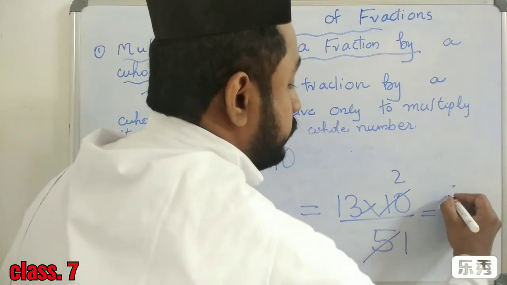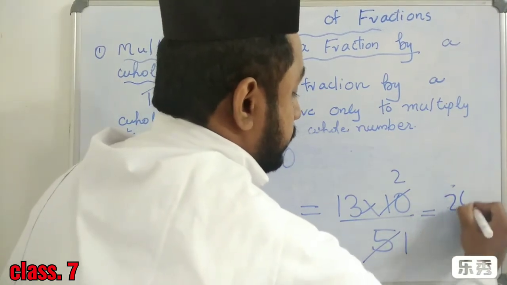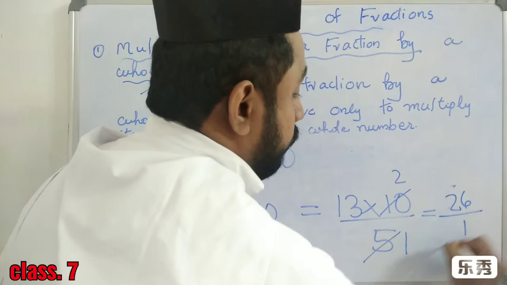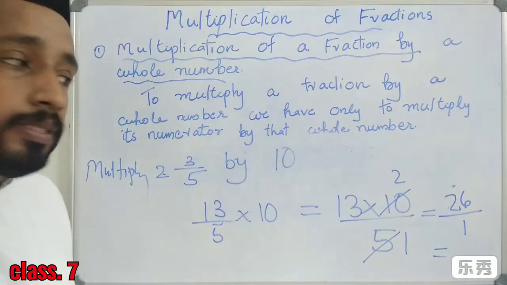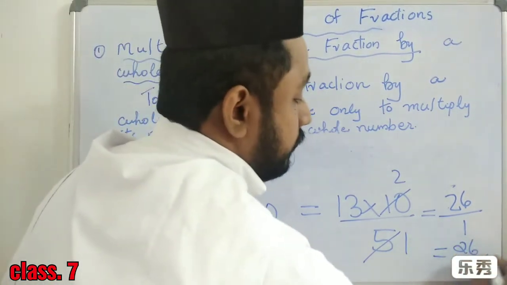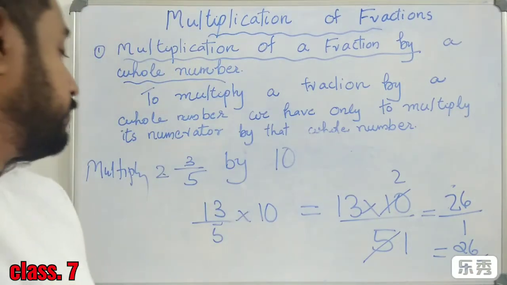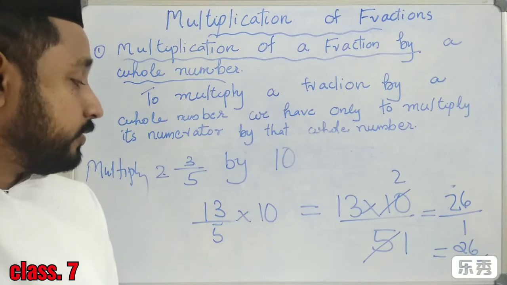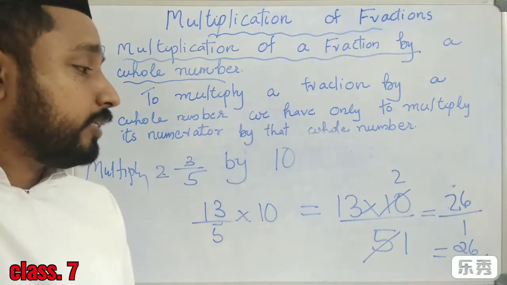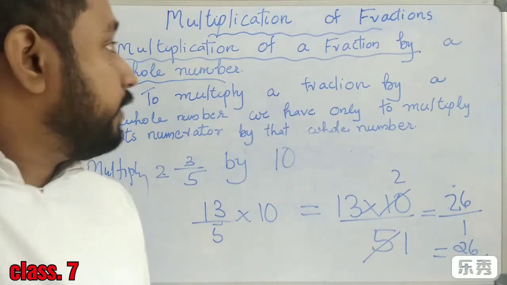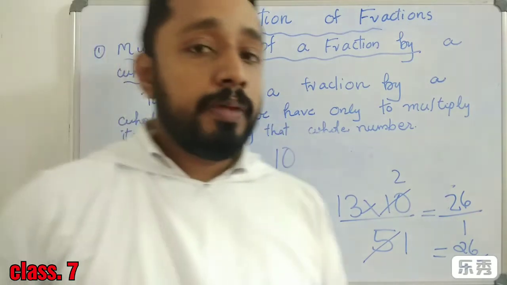That is 13 into 2, which is 26, so 26 by 1, which is equal to 26 itself. So therefore the answer is 26. So 2 3 by 5 by 10 is equal to 13 by 5 into 10, which is equal to 26. So let us multiply a fraction by a whole number.